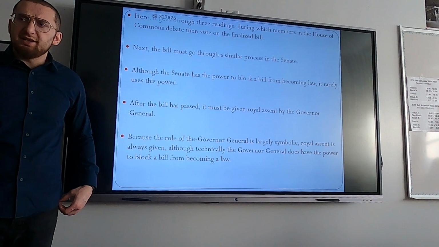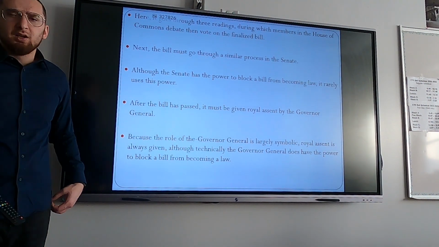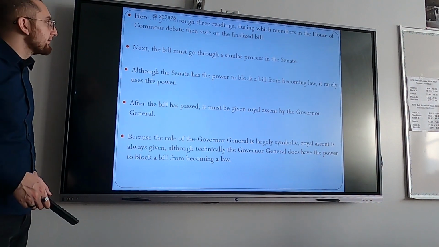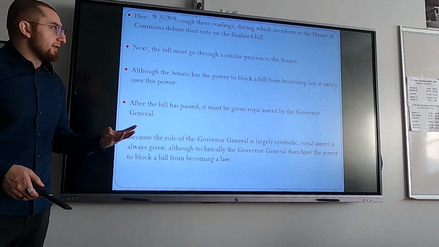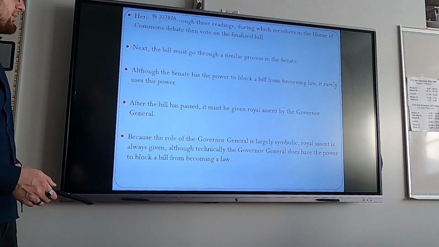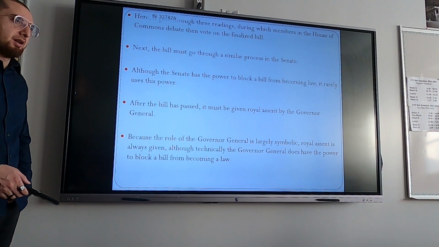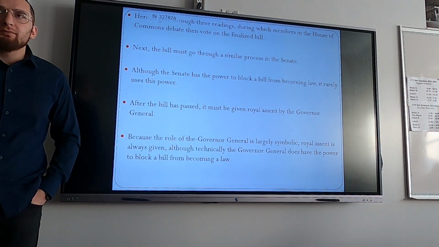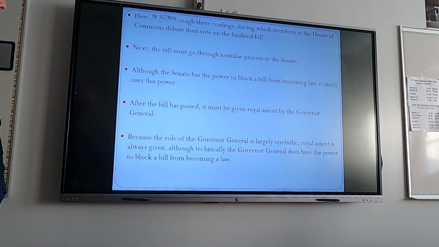You'll have this in more detail in your textbook, and your questions will ask you to read those pages. Maybe we could read those together, we'll see. There are three readings during which members in the House of Commons debate, then vote on the finalized bill.